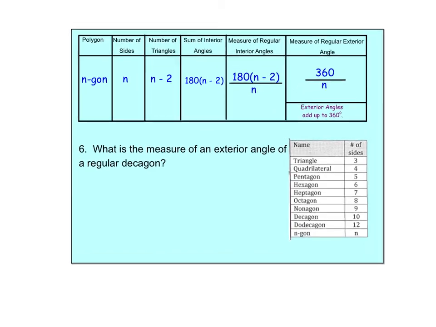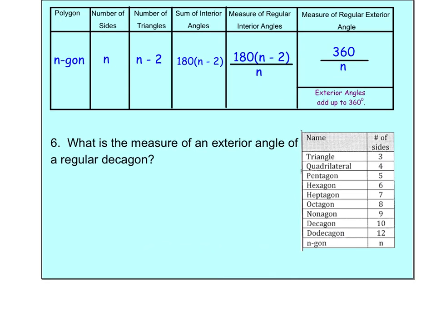Okay? So now this one, it's what is the measure of an exterior angle of a regular decagon? Decagon simply means 10. Exterior is a big clue here. So you know that it's always got to be 360 divided by 10. So it's going to be 36 degrees. It's one of those, it's all in the wording.